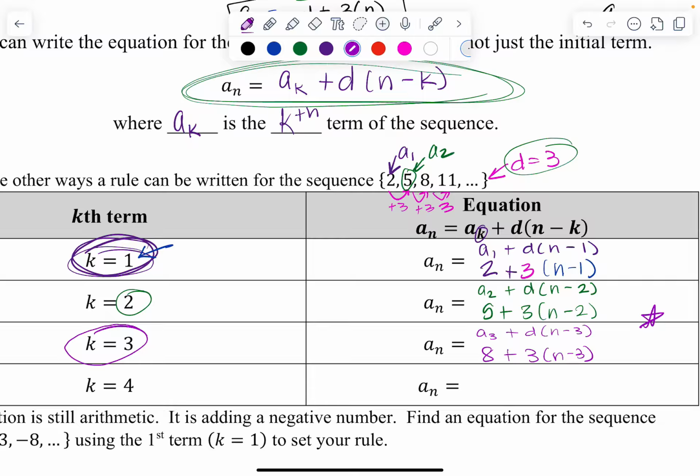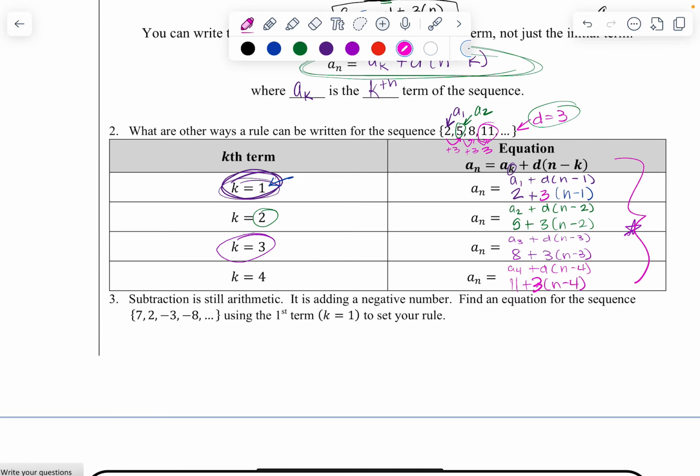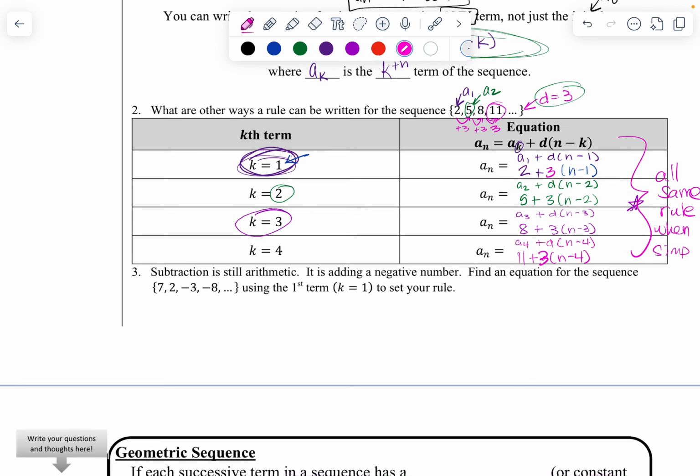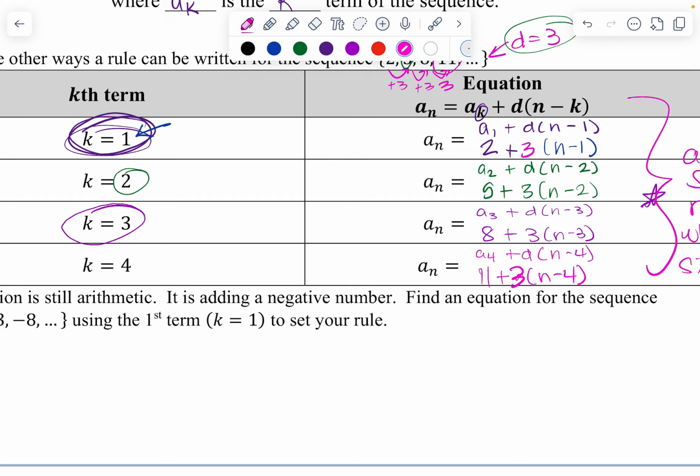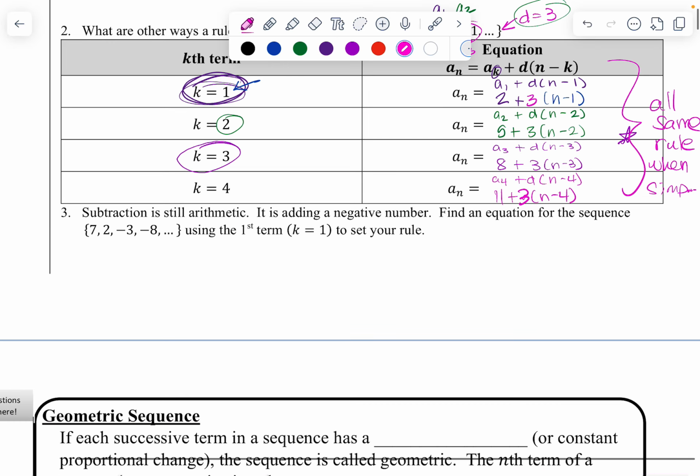And then for the fourth term, k is 4, so we say the fourth term plus d times n minus 4. We know the fourth term is 11, plus 3 times n minus 4. And if I were to simplify all of these, multiplying and distributing that number into the parentheses with the n, these would all be the same rule when simplified. This is helpful when you only have a specific value and not every value, okay?